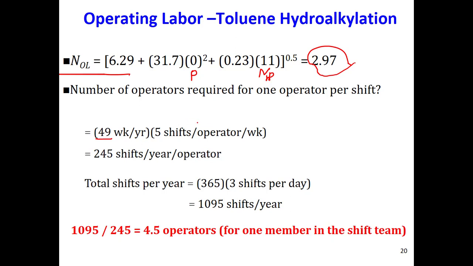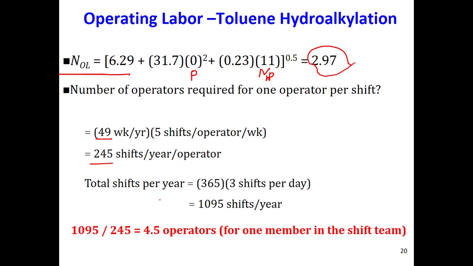And we know that we have 5 days per week. Two days is usually the weekend that we don't work. So each operator works 5 shifts per week, 5 days or 5 shifts per week. So totally, how many shifts do we need? If you multiply this, we reach 245 shifts per year per operator. So each operator works this many shifts per year.